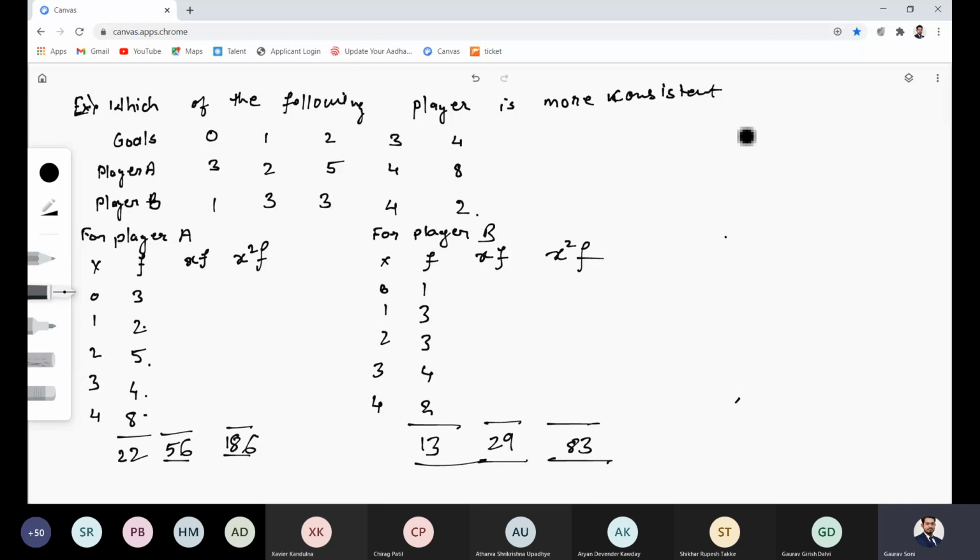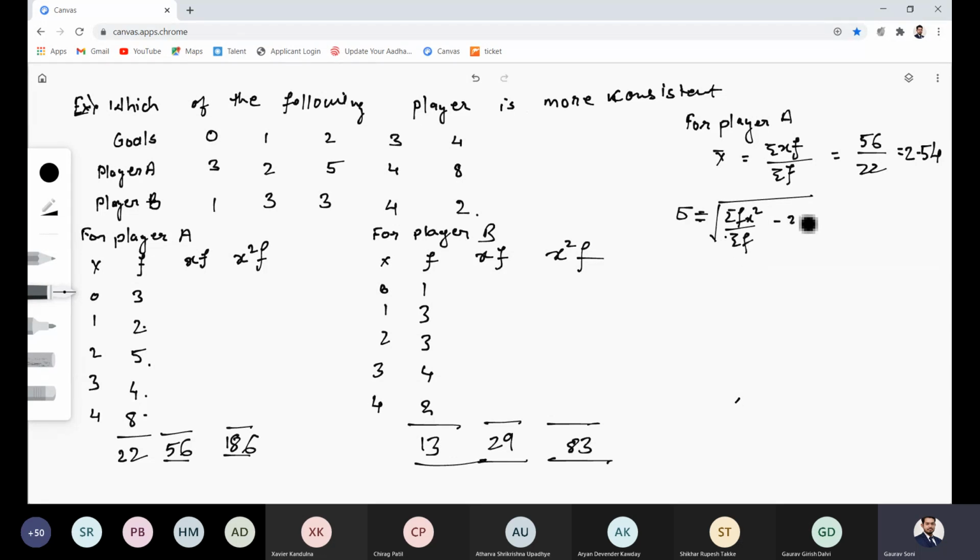So for player A, x bar is equal to summation x into f upon summation f. So this is 56 upon 22, which is 2.54. And sigma for the same will be under root summation f into x square upon summation f minus 2.54 square.